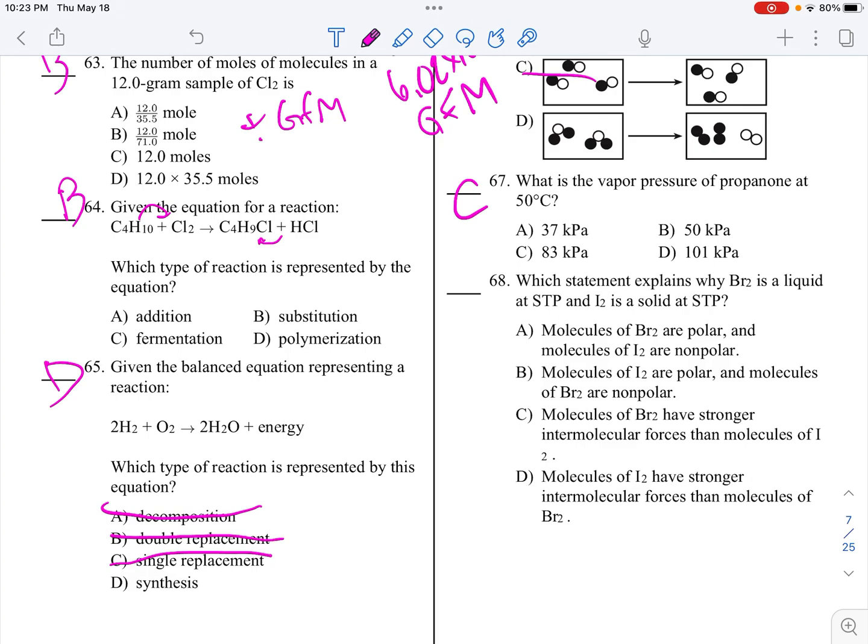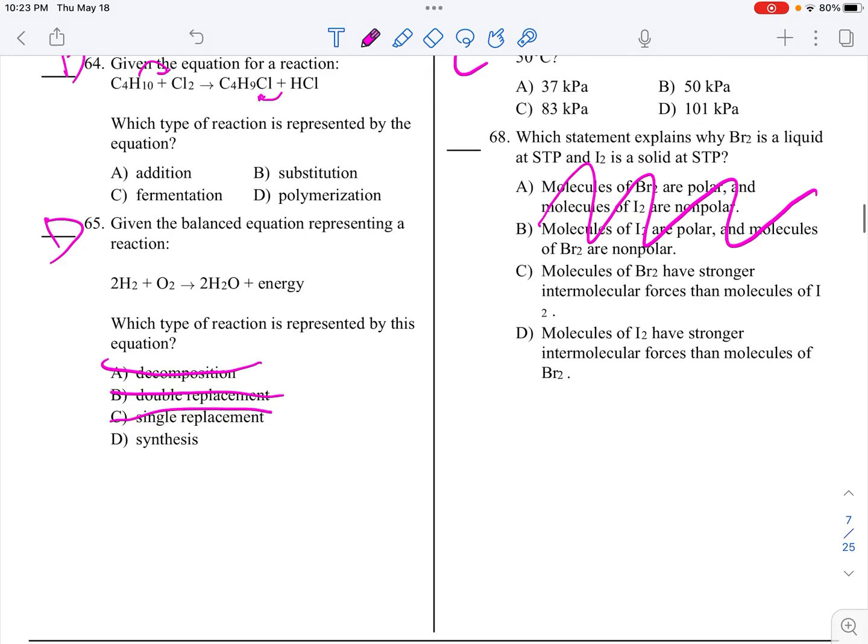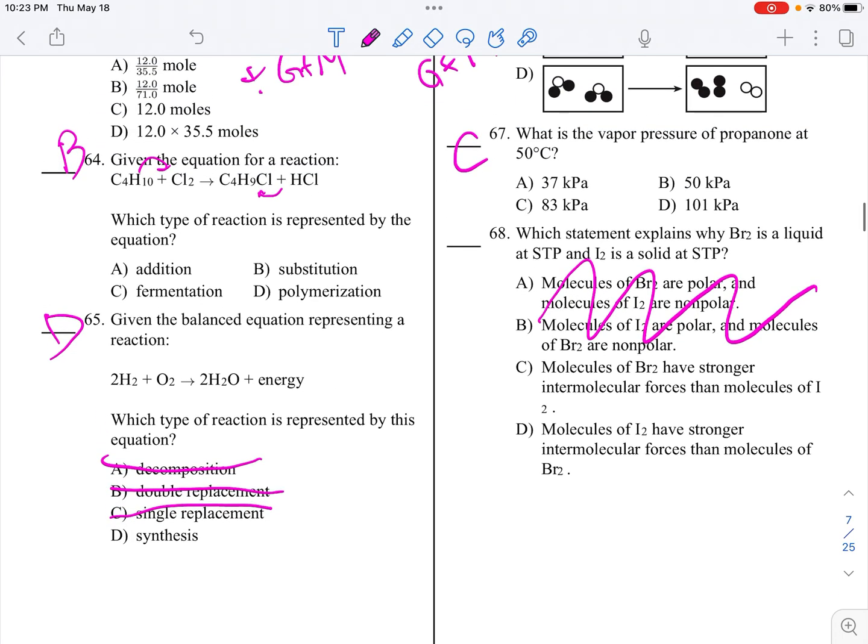Well, it has to do with intermolecular attractions, not polarity. If you are a liquid, you are held close together, but not super close. A solid is very, very close. If we were going to look back here, A is like a liquid, and this is a solid. So the iodine solid has stronger intermolecular forces holding them together.